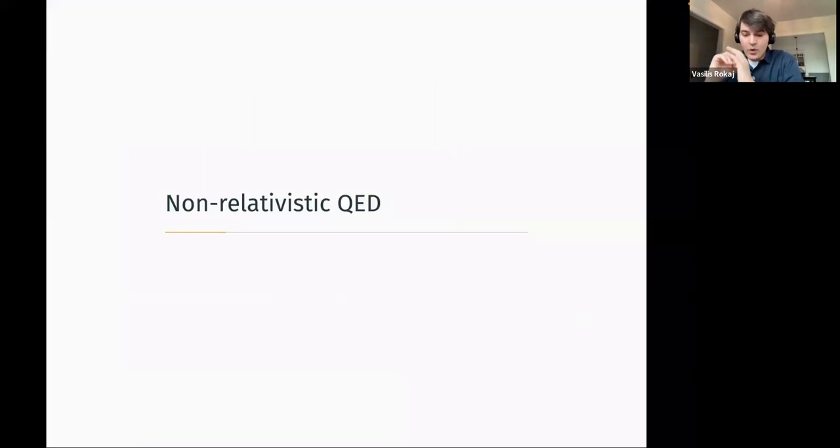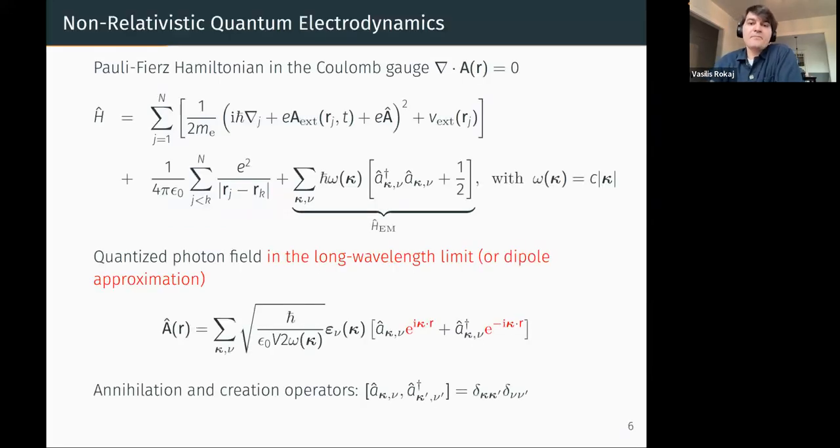So before I go into details, let me first introduce the setting in which I work, which is non-relativistic quantum electrodynamics. Non-relativistic quantum electrodynamics is a theory that describes the interaction of charged particles, which are slowly moving, not at high relativistic velocities, and which couple to the photon field. This theory is described by the Pauli-Fierz Hamiltonian, or minimal coupling Hamiltonian.